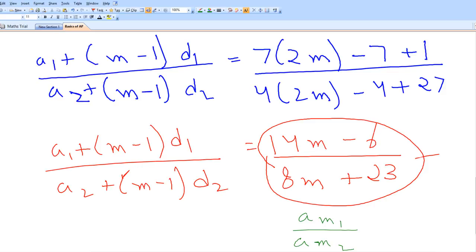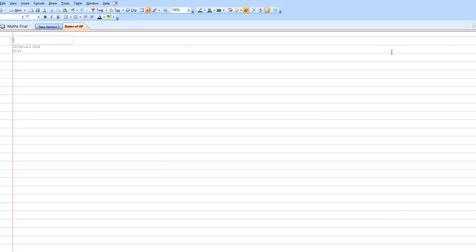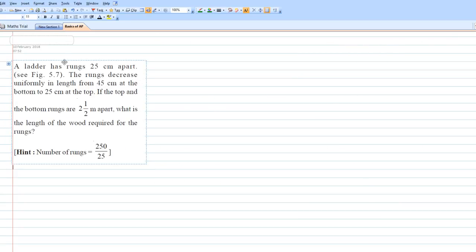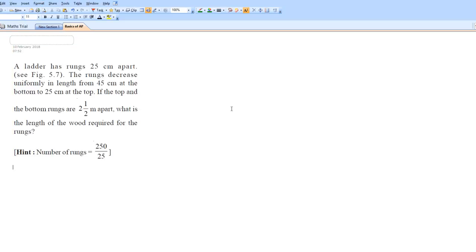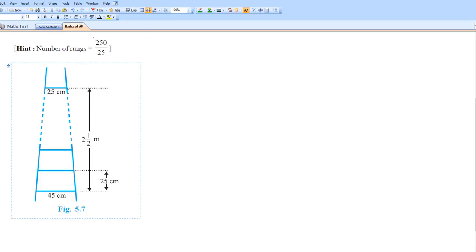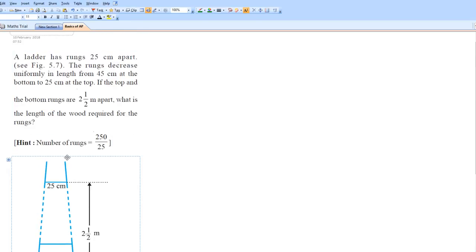So, if no one has asked doubts, we'll be moving on to the last question of the session. Alright, this is a question from the optional exercise of the NCERT book. The third question, the ladder question. I am very sure that most of you must have solved or tried this question once. Also, I'm very sure that most of you must have had doubts when you tried this question.